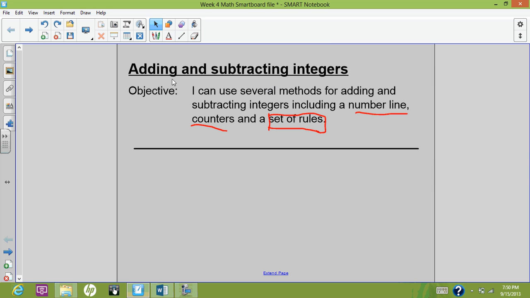Go ahead and make sure that you put your heading, page number, and date in your notebook. This should go on the next page in your notebook. And once you've written the heading, the objective, go ahead and draw a line, and we're going to start taking some notes underneath. Make sure you have with you that number line piece of paper from class today. Pause and go get it if you need to. You're going to be using that throughout the lesson today.